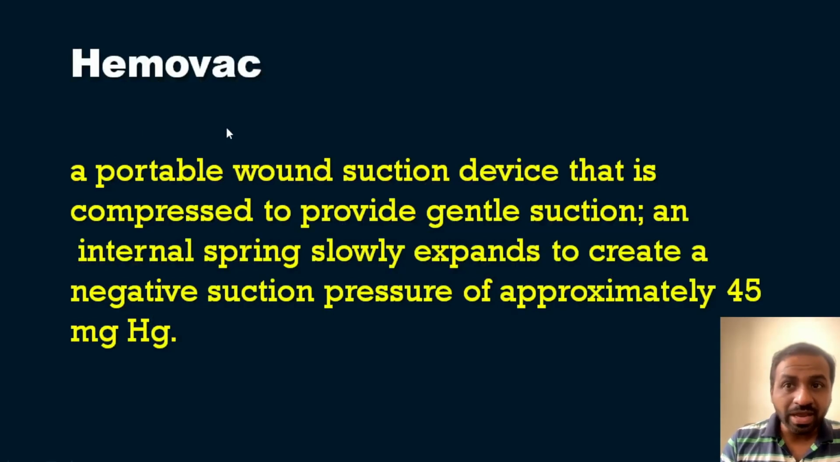Then another was the Hemovac drain, which can be used for cranial surgeries or abdominal surgeries. This is also a portable wound suction device that is compressed to provide gentle suction, and an internal spring slowly expands to create a negative suction pressure of approximately 45 millimeters of mercury. This can be used after abdominal surgeries, cranial surgeries, etc.